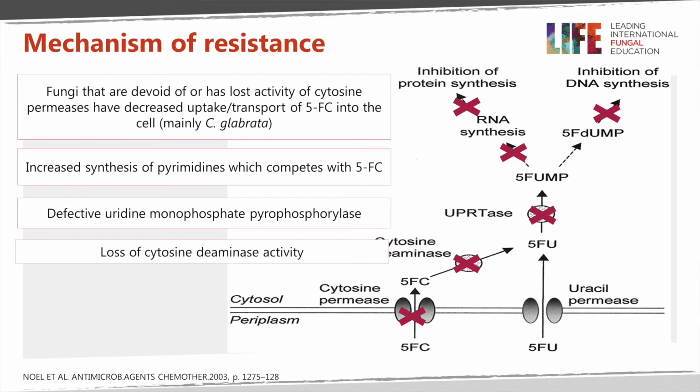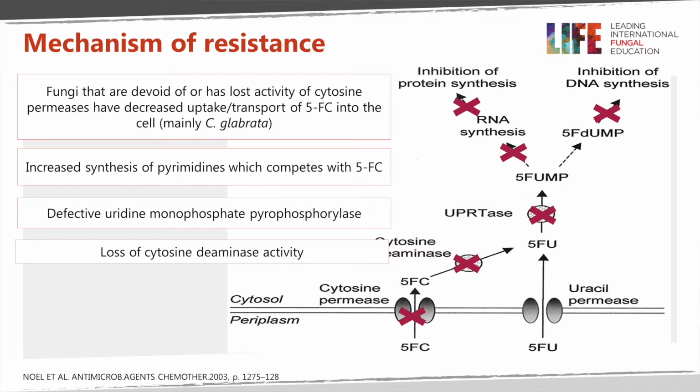Then the fungus sometimes becomes very clever by producing more of the pyrimidines, because we know we have three pyrimidines. So they can produce more and outweigh what the drug we are giving is inhibiting, and so they will still carry on with their metabolic activities.